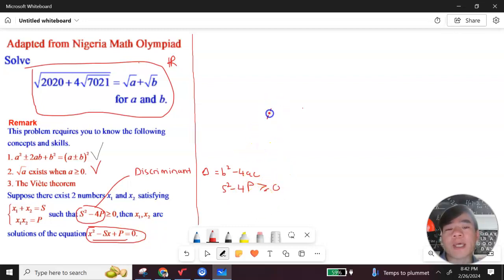Because for delta, we have three different cases. Delta greater than 0, this is two solutions. Delta equal 0, one solution. And delta less than 0, no solution. So we have the first two cases right here. That's why we need to combine them. It should be greater than or equal to 0, and it's going to be two solutions and one solution, which means it has solutions.